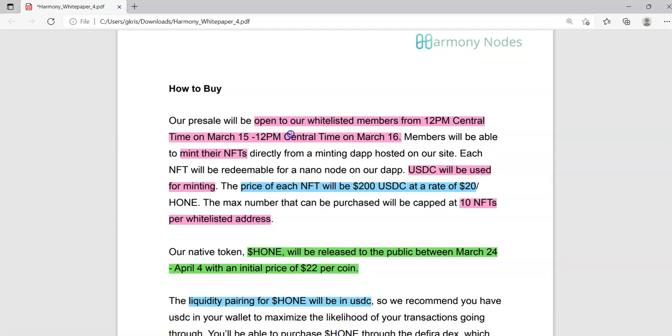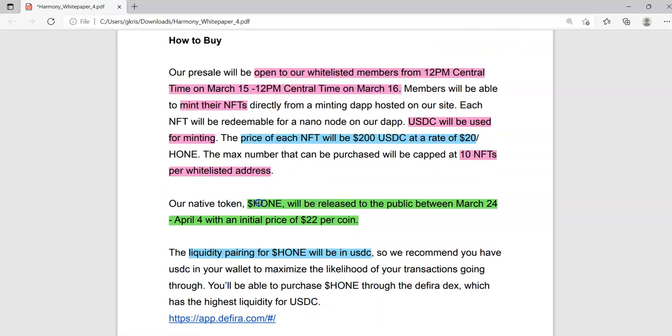And how do we buy? I think we already went through this. If you're whitelisted, you can buy on March 15th. And the token to be used to buy is USDC, note it down here. It is not any other token, it's just USDC. And the price is $200 USDC at a rate of $20 per HON token, and that is for one NFT.